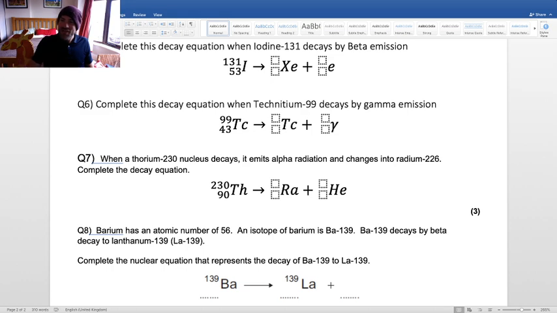Radioactive decay is where the nucleus breaks down to become more stable by emitting an alpha, beta, or gamma. Hopefully that answers that question.